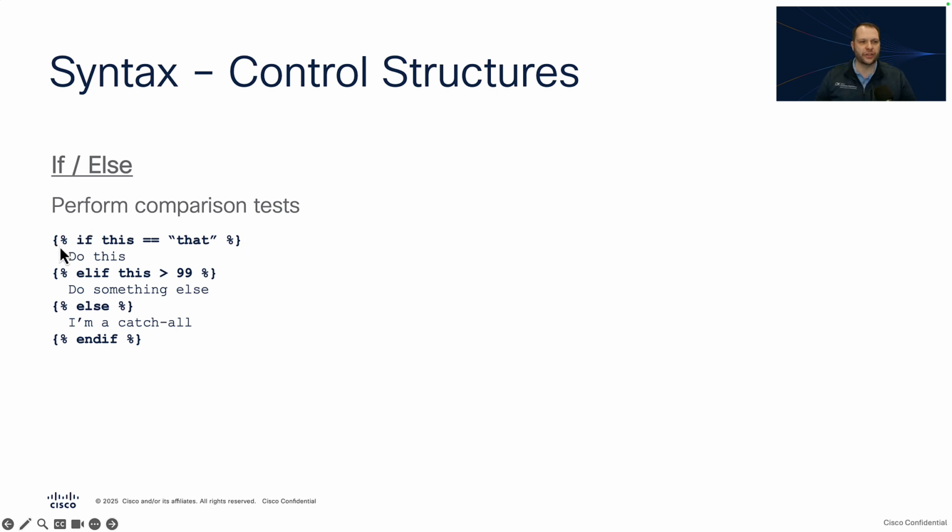So in this if example, we could set up an if statement and have a variable named this, and we could evaluate, is the value stored in it equal to the text string that? And if it is, then the Jinja template would print out the line of text below it, or however many lines of text. Or even if there was another if statement in here, it would execute that. However, if this evaluates false, it will move on to the next conditional statement.